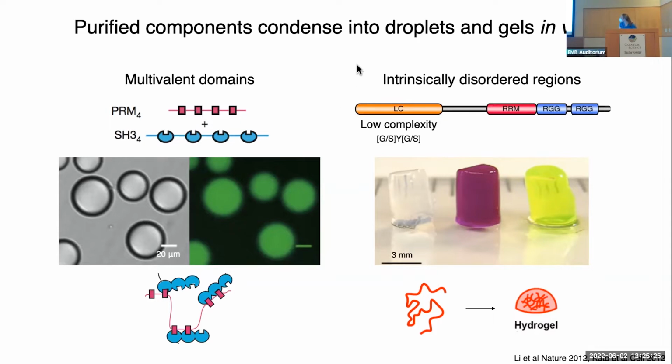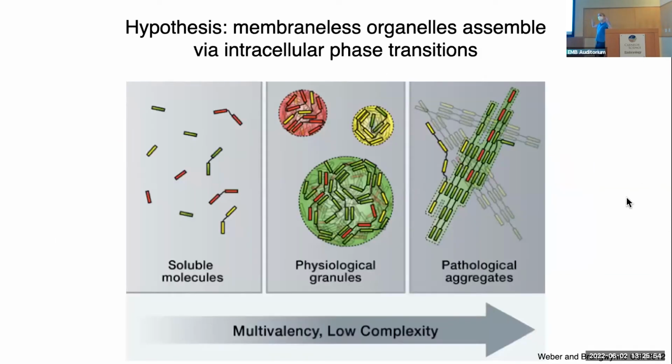And similarly, many proteins in these membraneless organelles have intrinsically disordered regions. So these lack a stable three-dimensional structure. They're just kind of floppy, conformationally flexible proteins. And when they are purified and concentrated together, then they can sometimes form hydrogels. So these are like solid, gummy bear-esque materials. And so together, these two observations led us to hypothesize that membraneless organelles assemble through an intracellular phase transition.